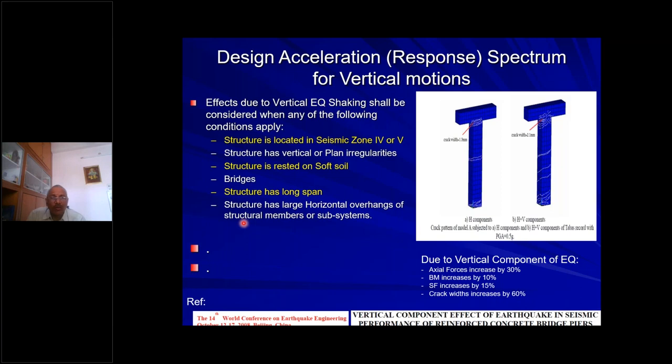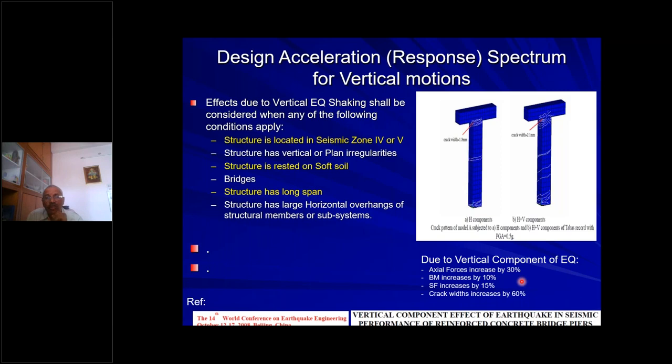There was a small study presented by one of the authors in the 14th World Conference on Earthquake Engineering. Due to this vertical component of earthquake, if you consider it apart from the horizontal, axial forces will increase by about 30%. Then bending moments at particular locations increase by about 10%.